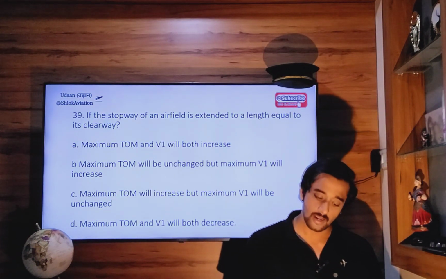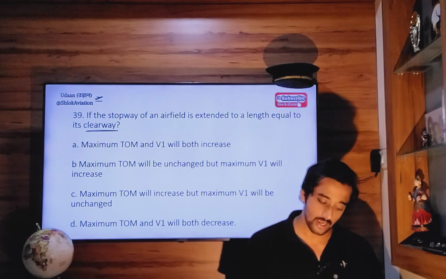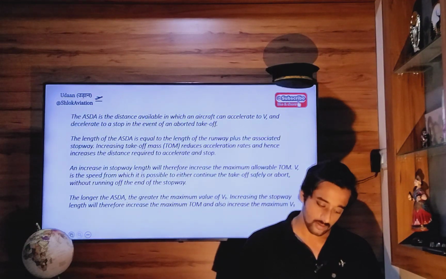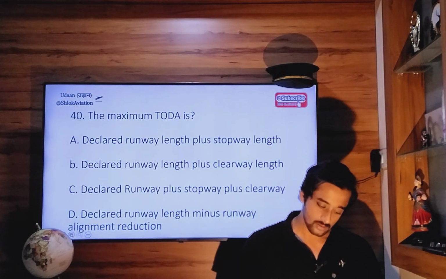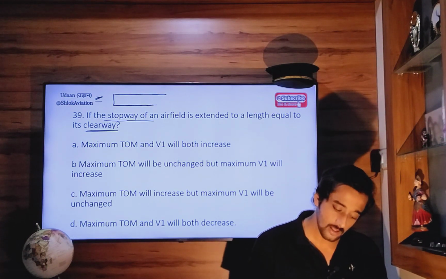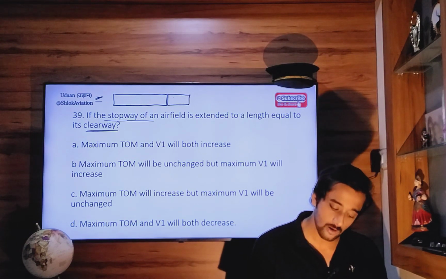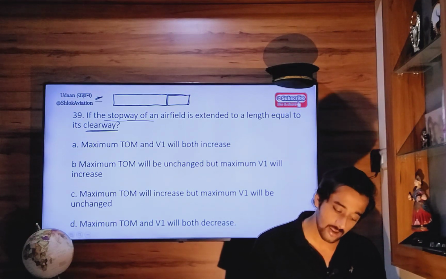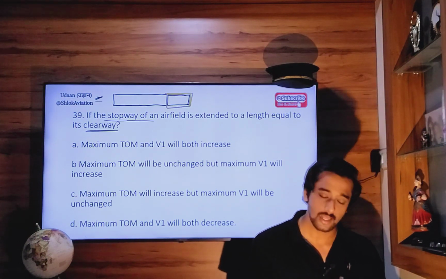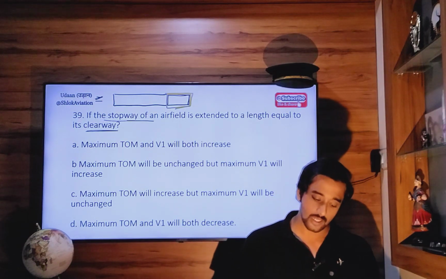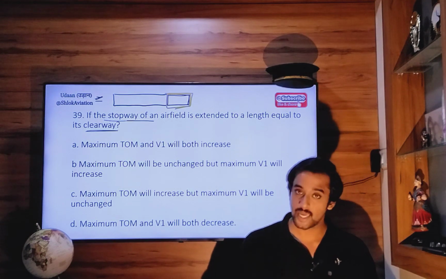If the stopway of an airfield is extended to a length equal to its clearway, what will happen? So what is the meaning of this? There is a runway available, takeoff runway available, and we have a stopway at the end of this takeoff runway, and we also have a clearway, but both this stopway and clearway are coinciding with each other. The lengths of both this stopway and clearway are equal. Okay, so when this happens, what will be the end result?